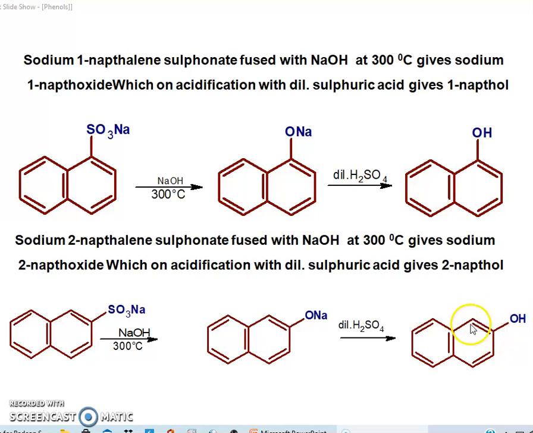This is the alpha position and this is the beta position. So the name is beta naphthol and this is alpha naphthol. So two different products will be formed at higher temperatures from sodium 1-naphthalene sulfonate and sodium 2-naphthalene sulfonate.